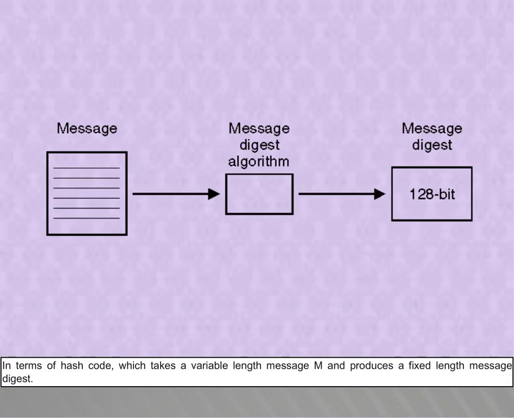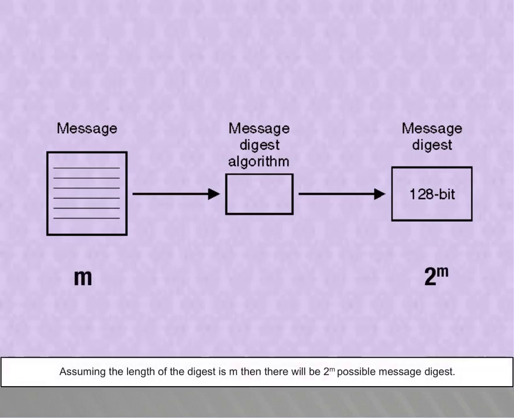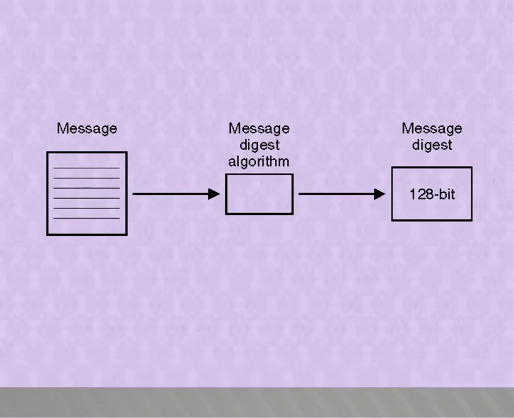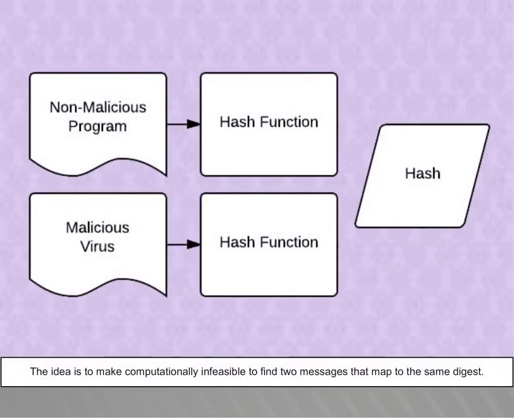In terms of hash code, which takes a variable length message M and produces a fixed length message digest. Assuming the length of the digest is m, then there will be 2 power m possible message digests. The length of M will generally be greater than m. This implies that more than one message can be mapped to the same digest. The idea is to make it computationally infeasible to find two messages that map to the same digest.